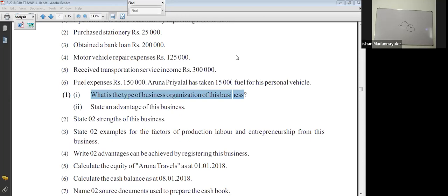Right, then types of business organization. You need to provide answers in your writing book. In the writing book, write down paper 5, question number 1. First question, problem number 1. What's the answer? What is the type of business organization? Others?